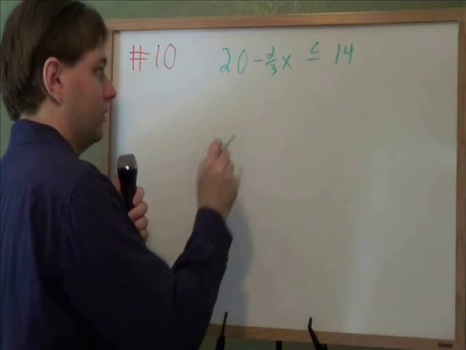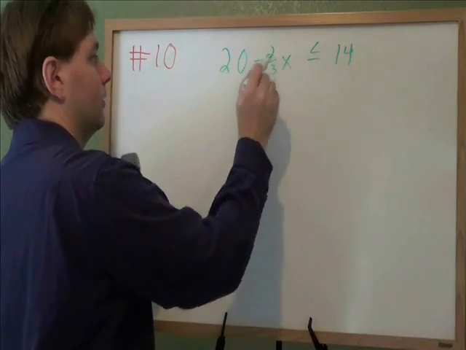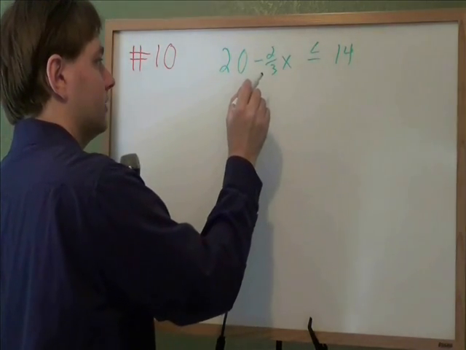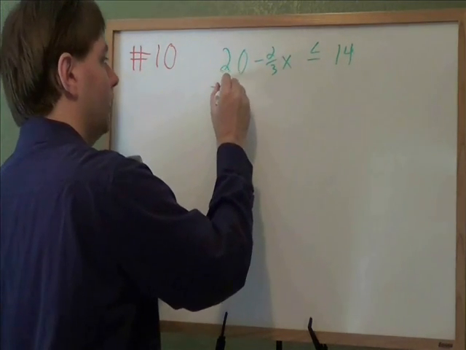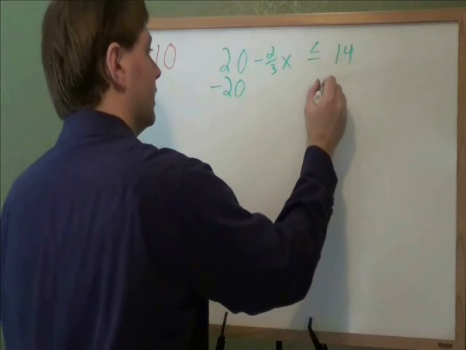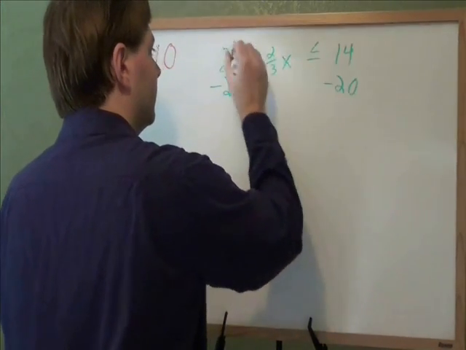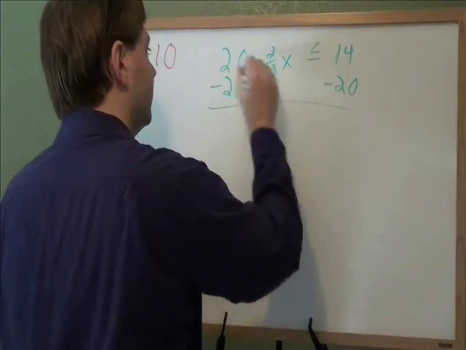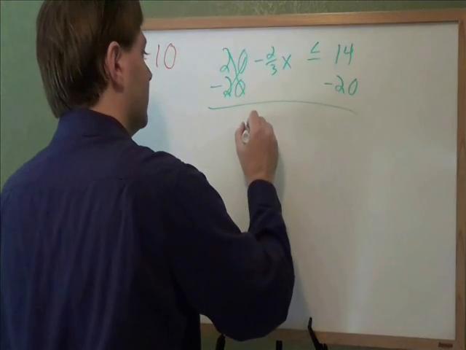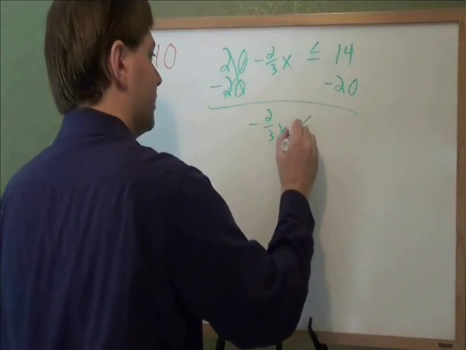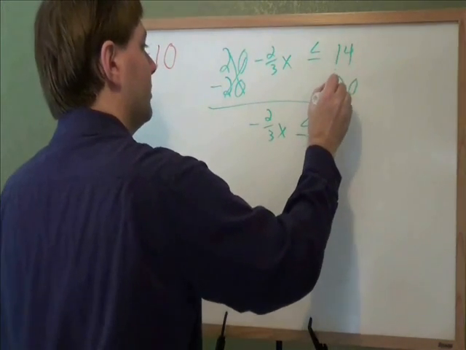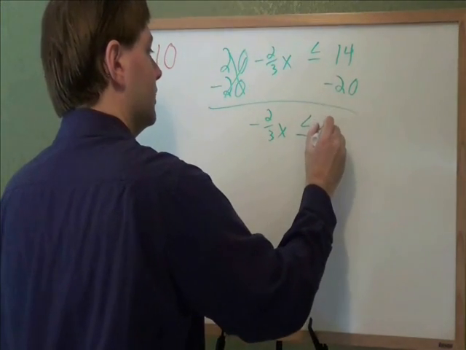This is a problem where we have to solve for x. So the first thing we need to do is get rid of the things farthest away from x. Here that would be the 20. To get rid of this 20, we subtract 20 on both sides. 20 minus 20 goes away. This stays negative 2/3 x. This is still a less than or equal to 14 minus 20. That gives us negative 6.